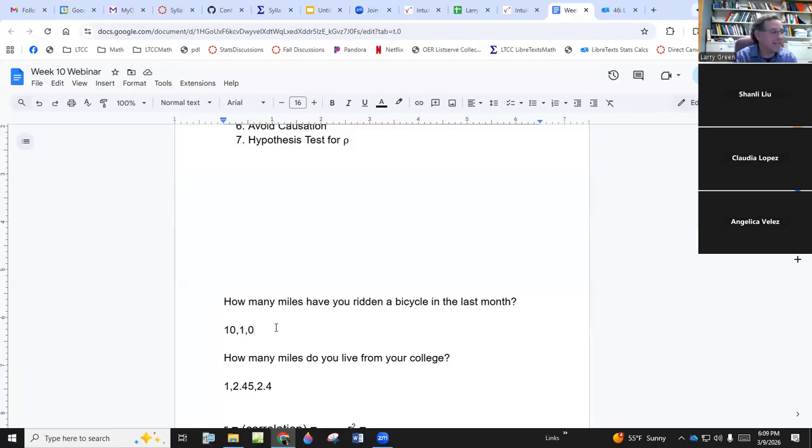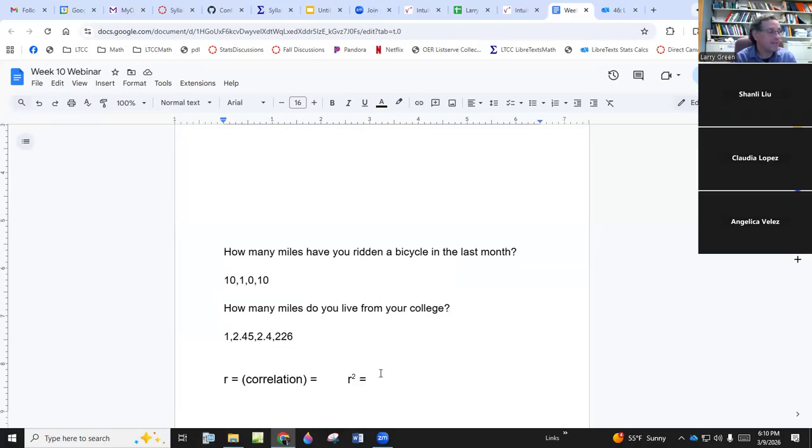Okay, 10 and 226. Whoa. It's a long way away from a college. A lot longer than me. Okay, I'm the shortest, but it's my job, so I wanted to make sure I lived real close when I moved here. Okay, so that is what we have.